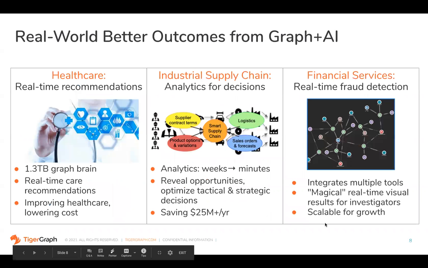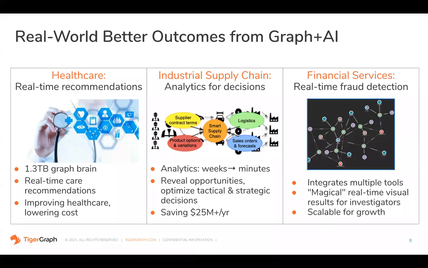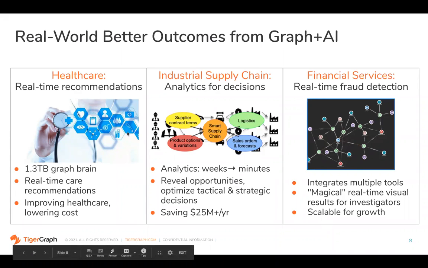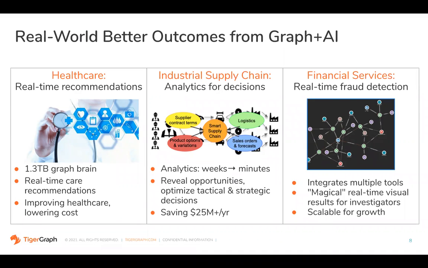Here are some real-world examples from some of our customers, which other companies I'm sure have similar situations. Healthcare: large healthcare companies such as Optum are using it for real-time recommendations. They've constructed a 1.3 terabyte so-called graph brain, and they're using it for real-time care recommendations, which both improves healthcare and lowers the cost for everyone.